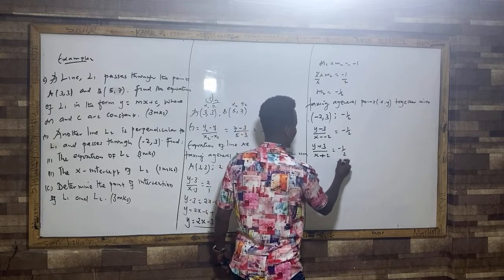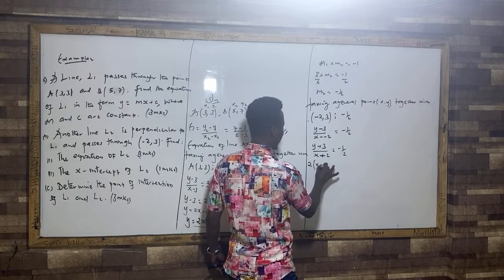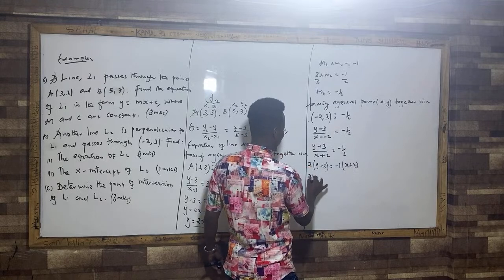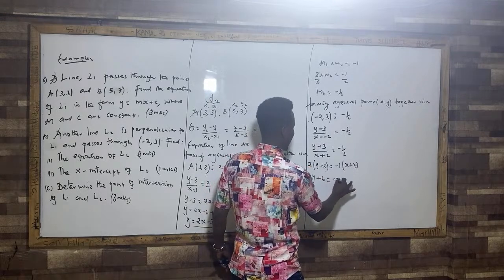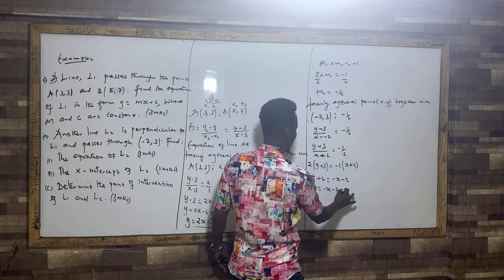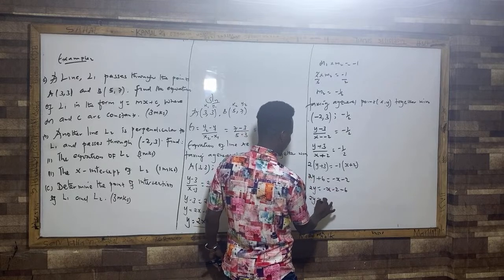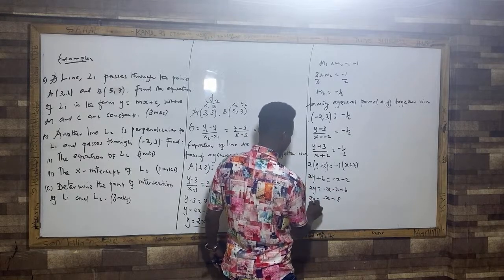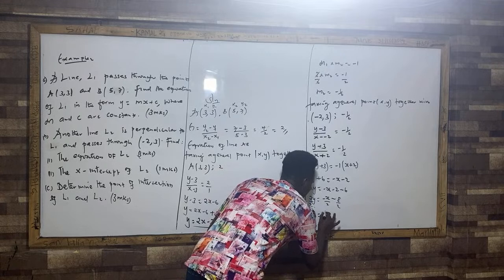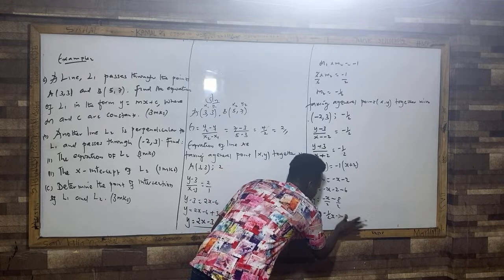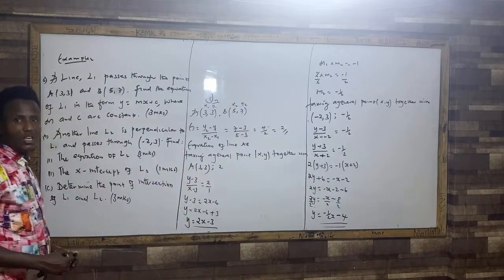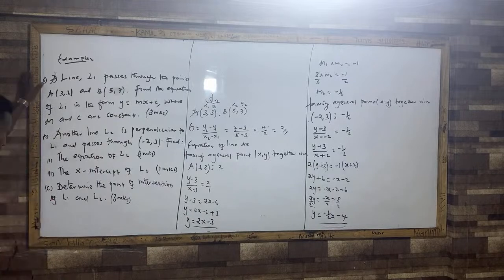Which is the gradient. Cross multiply now. So you have 2 into y plus 3 is equal to -1 into x plus 2. So it will be 2y plus 6 is equal to minus x minus 2. So 2y is equal to minus x minus 2 minus 6. So 2y is equal to minus x minus 8, all over 2. Cancel. So y is equal to -1/2 x minus 4. That is the equation of a perpendicular line.